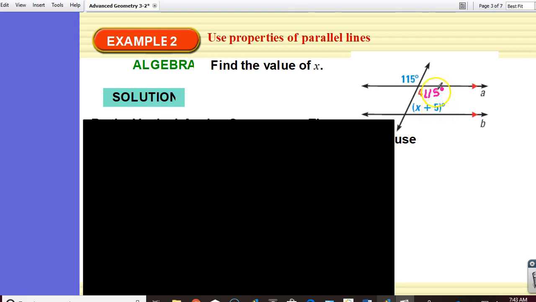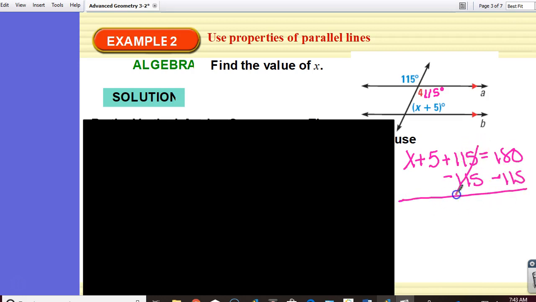And then consecutive interiors, same side interiors are supplementary. So we're going to do x plus 5 plus 115 equals 180. 180 minus 115, what's that going to be? 65 minus this 5, x equals 60.